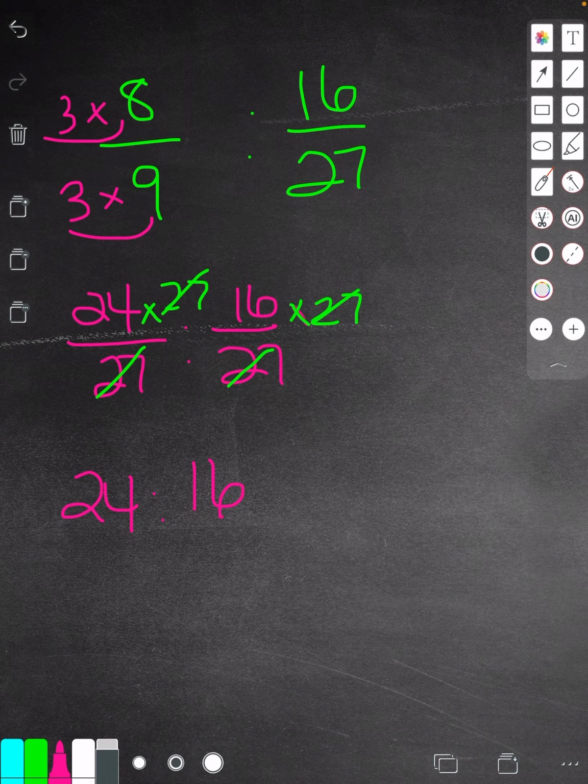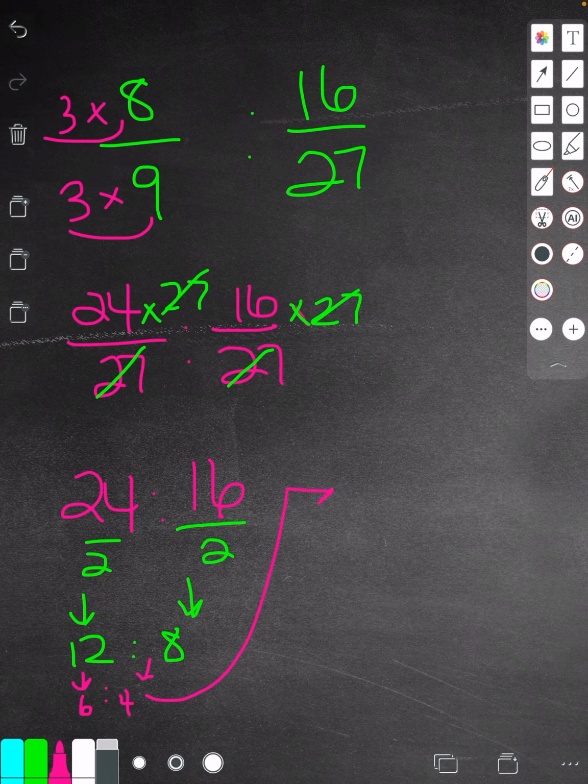So now we can reduce, we can simplify by our greatest common factor. Say, for instance, I don't know what that is. I'm going to go ahead and choose 2 because I know that they're both even. 24 divided by 2 is 12. 16 divided by 2 is 8. Still not reduced all the way. Is there a number that goes into both of them? Yes, I could do 2 again. 12 divided by 2 is 6. 8 divided by 2 is 4. They're still not reduced as much as possible.